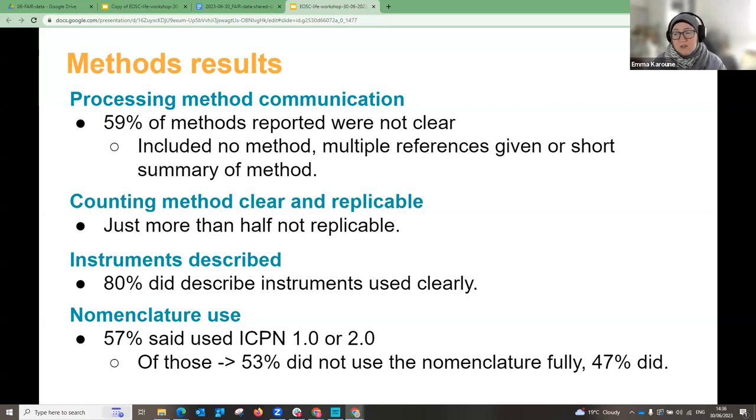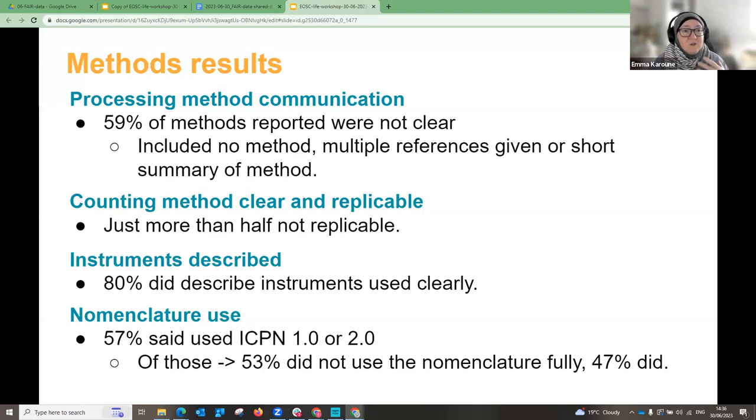And then we wanted to understand the use of the nomenclature, so our standard vocabulary, because that's really important for the interoperability of data sets. And we actually found that it was about 57% of articles were using one of the standard nomenclatures that we have in phytoliths. And then we looked a bit deeper at this.